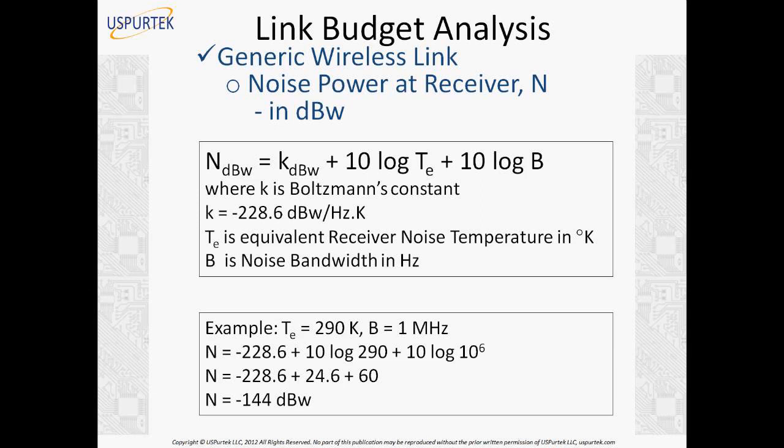So a very short example is given at the bottom. For an equivalent temperature of 290 K and a bandwidth of 1 megahertz, you arrive at a noise level of minus 144 dBW. Now remember, for those of you who are used to working in decibels, what is the meaning of minus here? Minus means it's less than 1. It's less than 1 watt. dBW means the reference is watt, actually 1 watt.